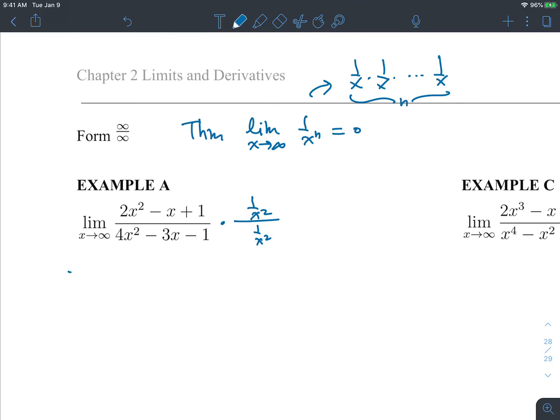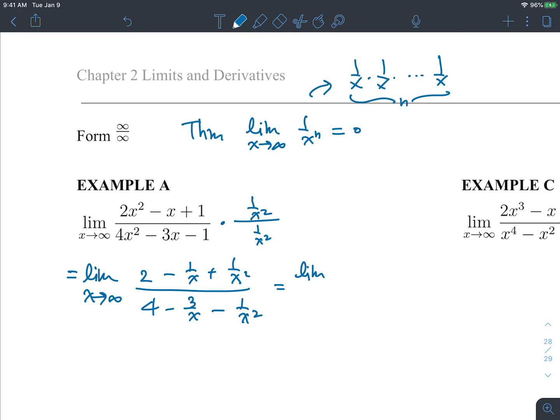If you do that, the expression becomes, as x goes to infinity, 2 minus 1 over x plus 1 over x squared, over 4 minus 3 over x minus 1 over x squared. Some professors would like to see this step, but in this class, I don't think it's really necessary, but I'm going to just do it once.